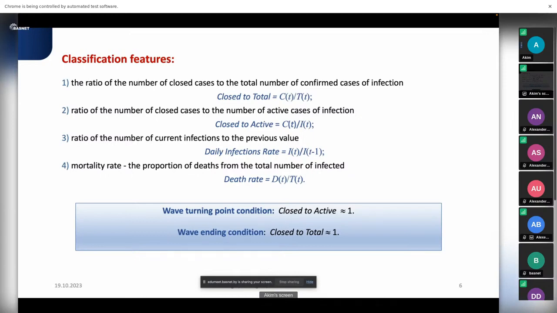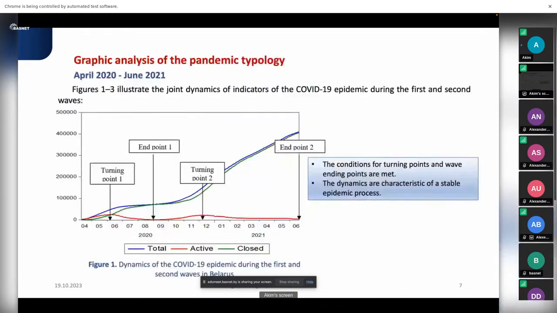And based on these features, we will train some models. So there are some pictures of COVID dynamics. As we can see, the total and active cases are very high.